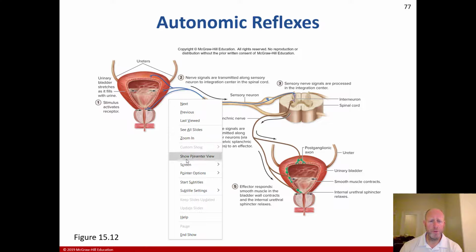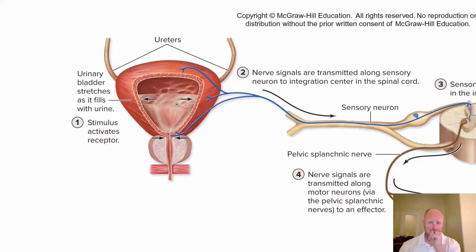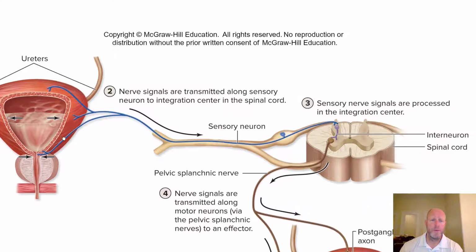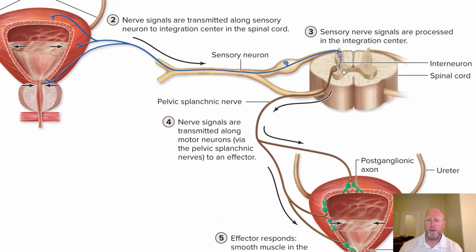So we have this simple visual here for us for our autonomic reflexes. Looking here at the urinary bladder, which stretches as it fills with urine here, and you can see your ureters here. The stimulus activates this receptor, and the nerve signals are transmitted along the sensory neuron, of course, to the integration center of the spinal cord, where the nerve signals are processed to this interneuron here in the integration center, and then the response is sent out here.